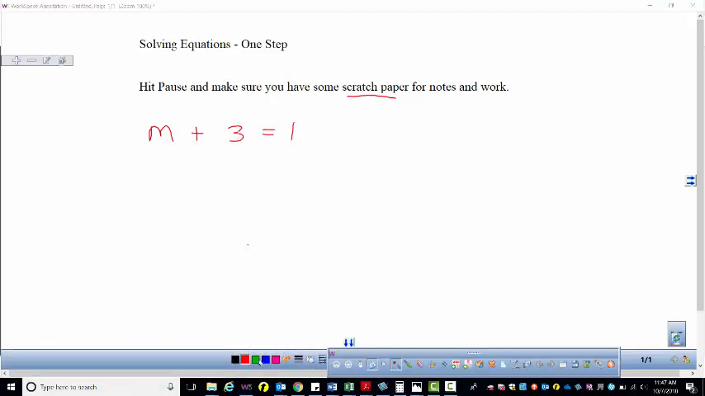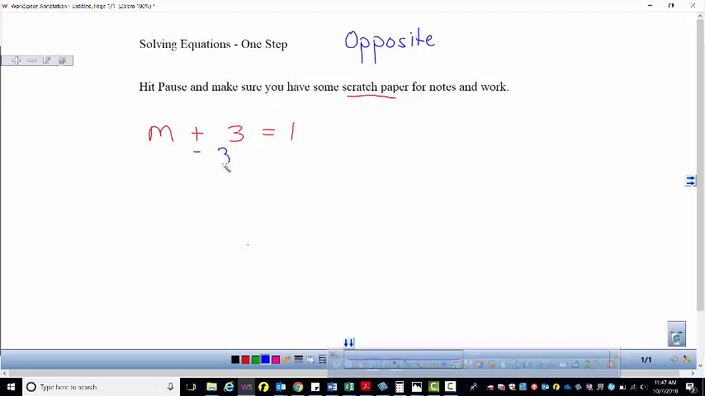So solving equations, we're all about the word opposite. We're always doing the opposite because we're moving things. So the opposite of plus 3 is minus 3. And when I do something to the right, I have to do the same thing on the left. And then the plus 3 and minus 3 cancel. And I have m equals 1 minus 3, and you can use a calculator for this, negative 2.